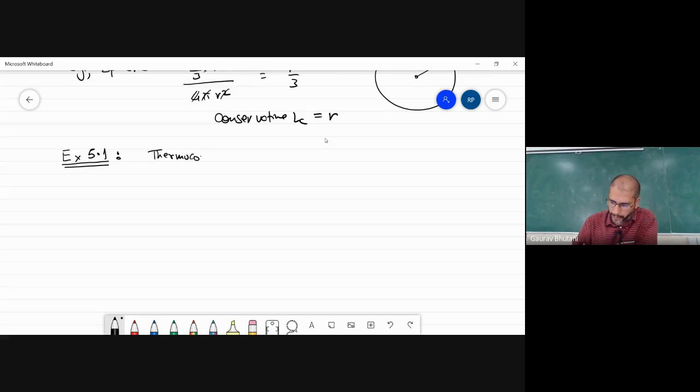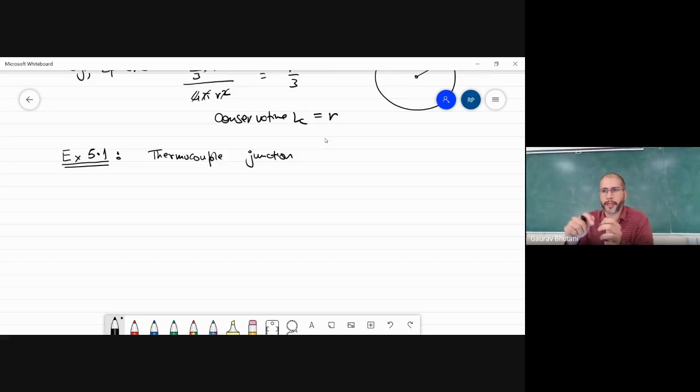Sure, everybody knows what a thermocouple is. Thermocouples are devices which use the Peltier effect to calculate the temperature. What we do is we create a junction, and a temperature difference will ultimately result in a potential difference, and that potential difference can be measured. Once you calibrate the device, you can measure the temperature of any body. The thermocouple junction may be approximated as a sphere.